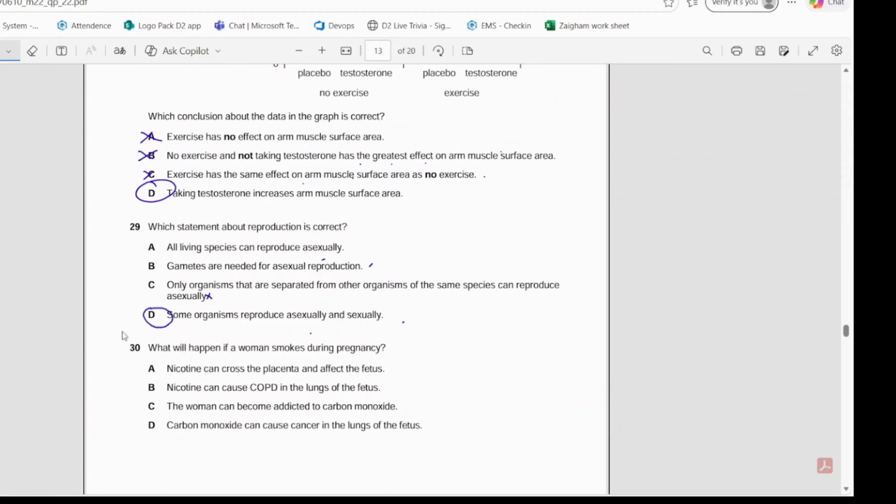Yes. What will happen if a woman smokes during pregnancy? Nicotine can cross the placenta, yes. Nicotine can cause COPD, no. The woman can become addicted to carbon monoxide, no. Carbon monoxide can cause cancer, no. So the only correct option is A.